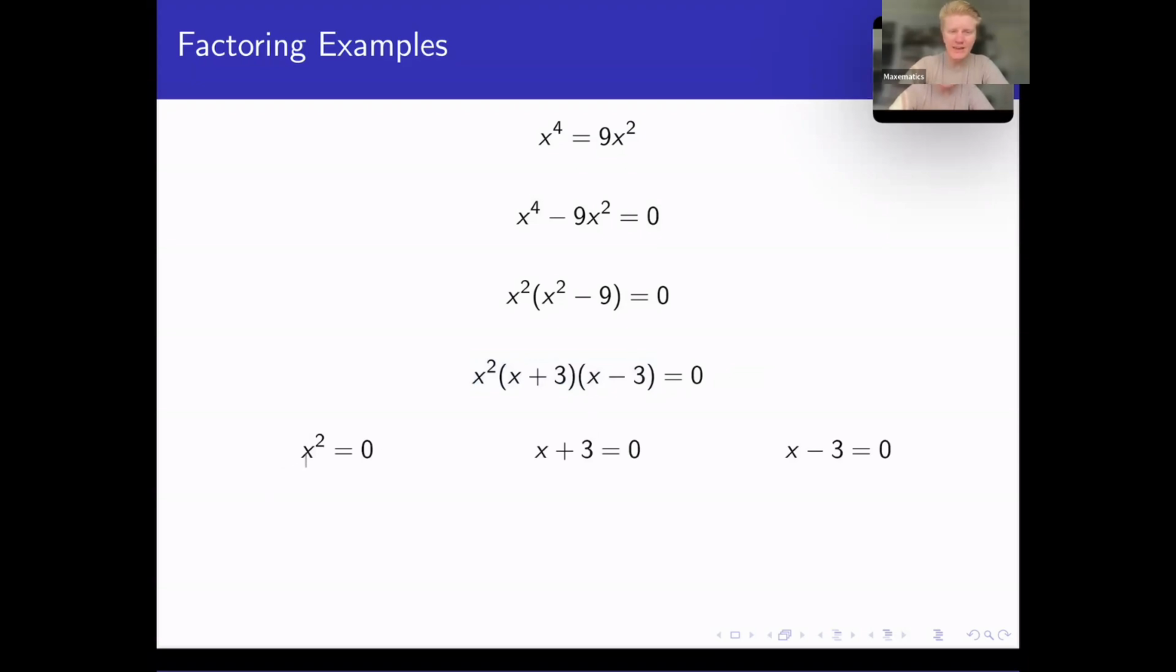Well, x squared equals 0. The only location where that is 0 is 0. X plus 3, let's subtract 3 on both sides. X minus 3, let's add 3 to both sides. And we again get 3 answers.